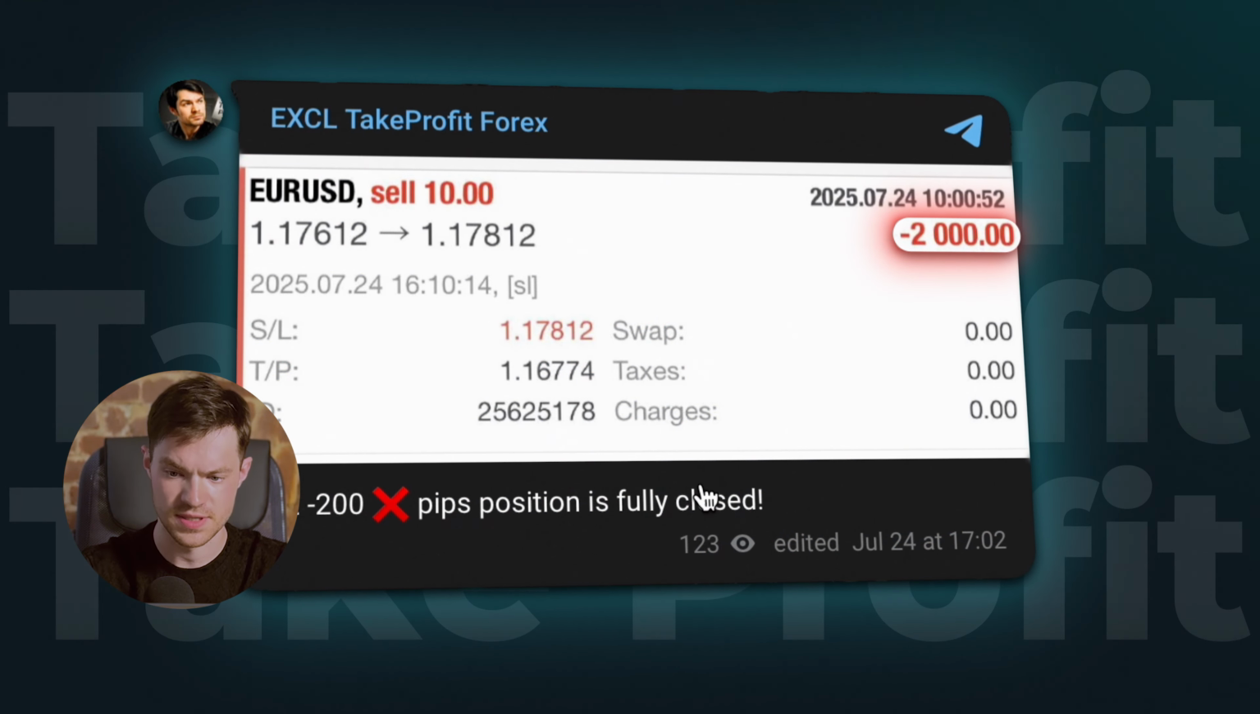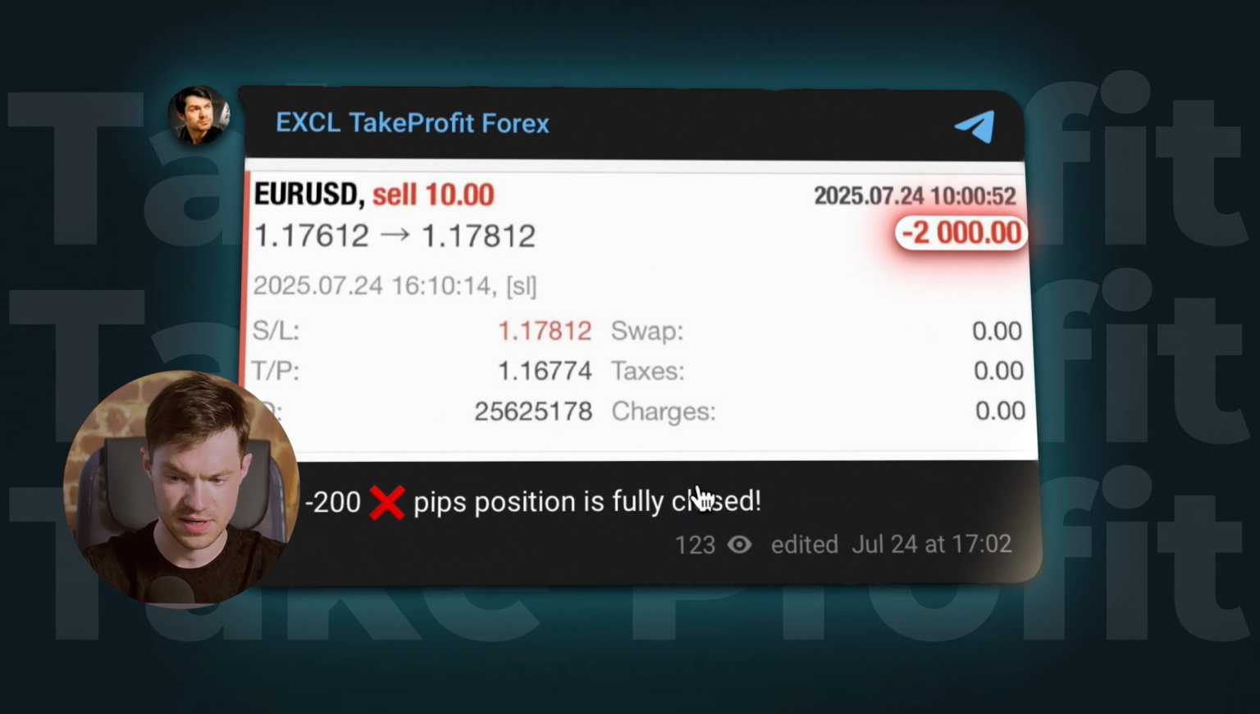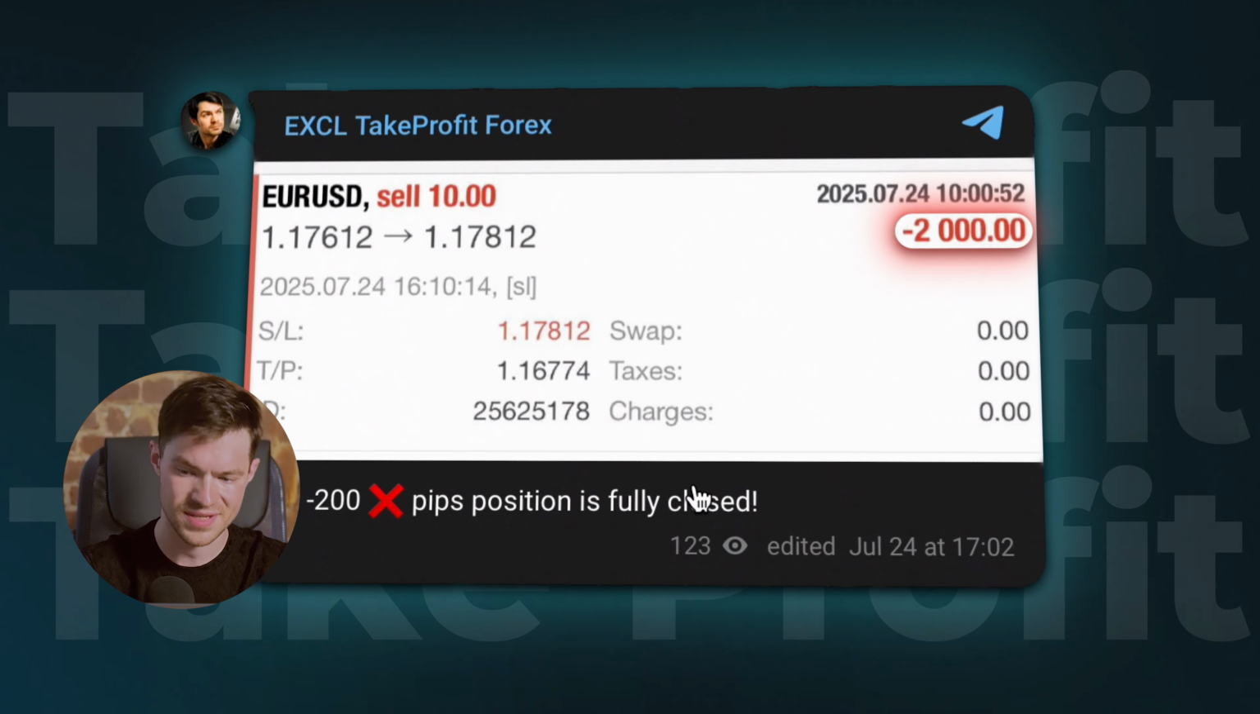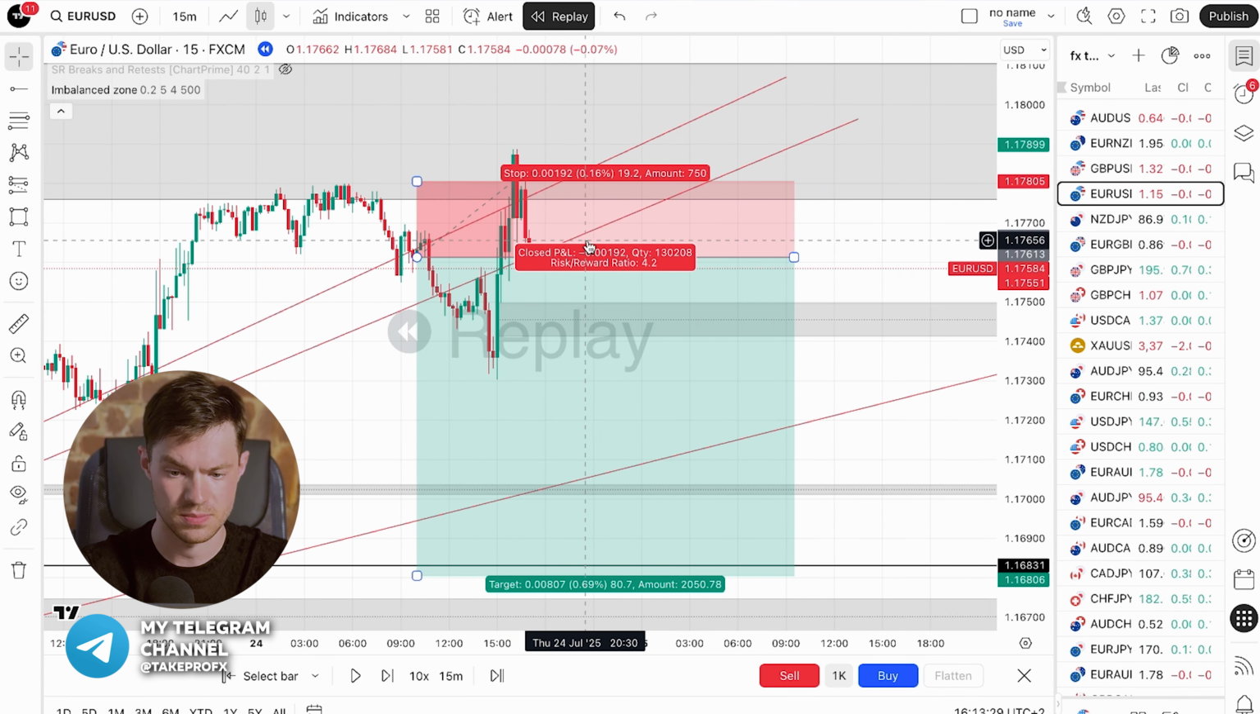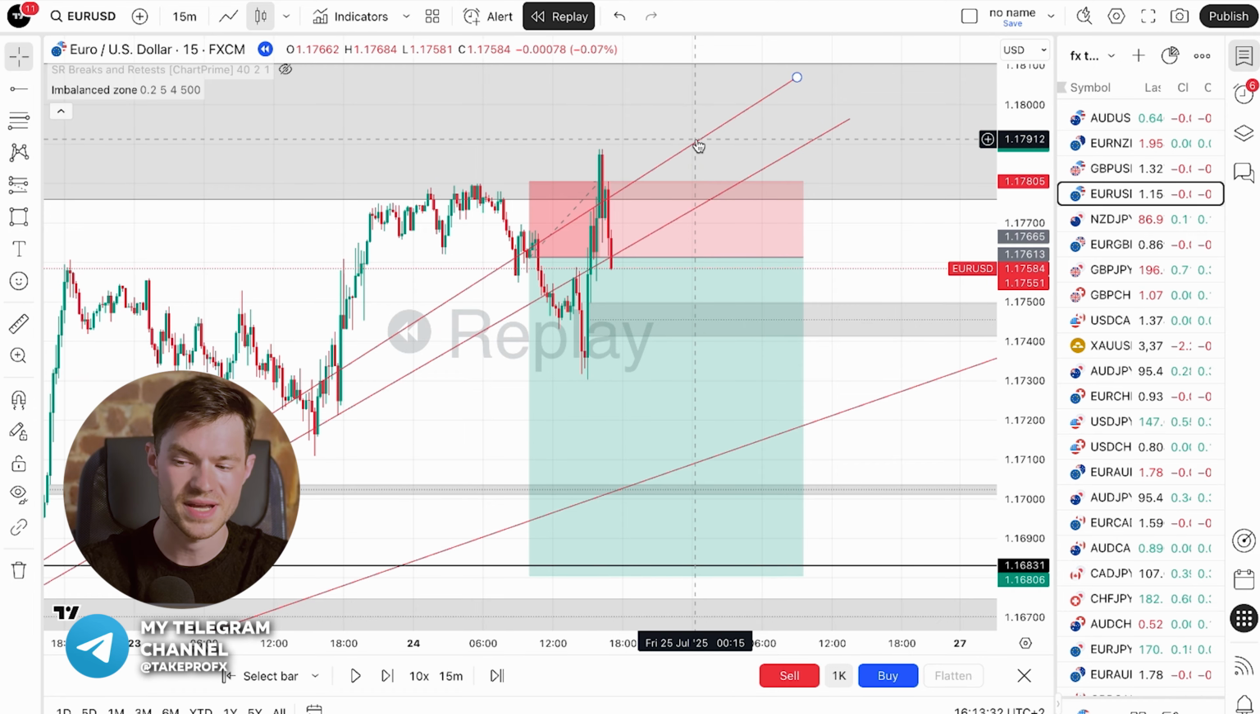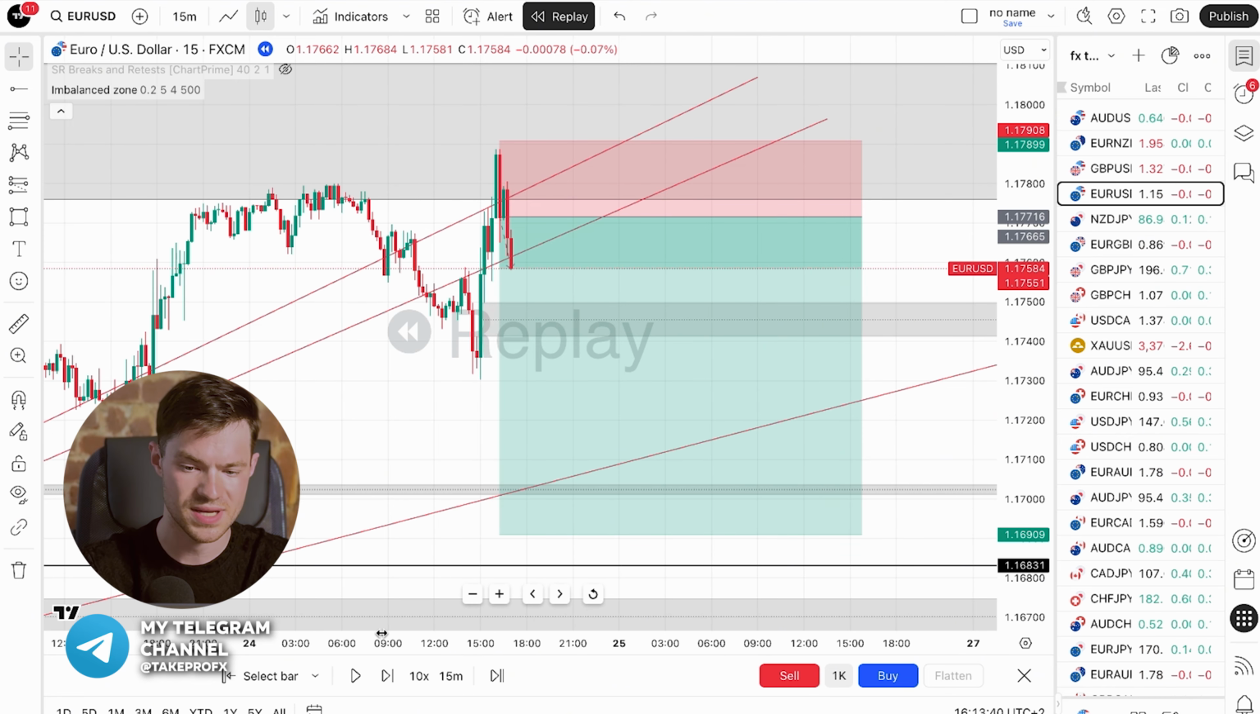Unfortunately it turns out this way. I fixed all my trails in my Telegram channel. And unfortunately on this trade we lose 2000. I had a position open for sale with 10 lots, and here we get a stop loss.